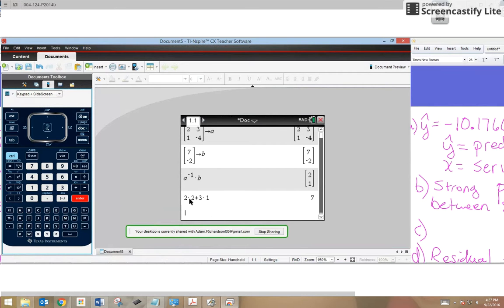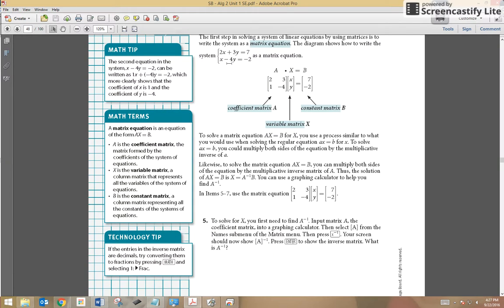So where does this equation come from? Well, if you look at the original equation, it was 2x plus 3y equals 7. So when x is 2 and y is 1, that does make this equation equal to 7.